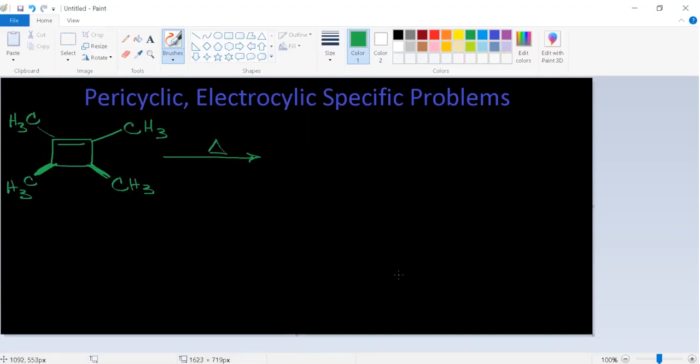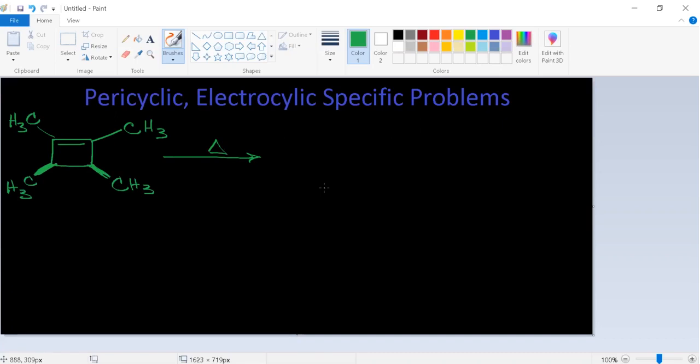Okay, so here I have just a cyclobutane ring, and it's got what looks like 4 substituents, and we need to add thermal conditions to this molecule to open the ring. So go ahead and give that a try real quick.